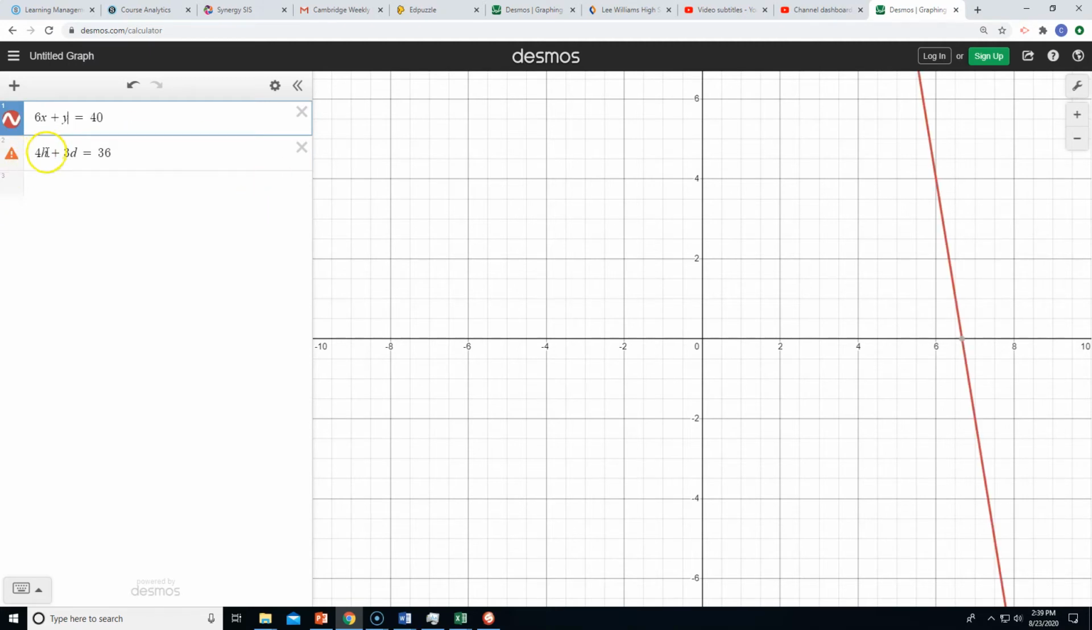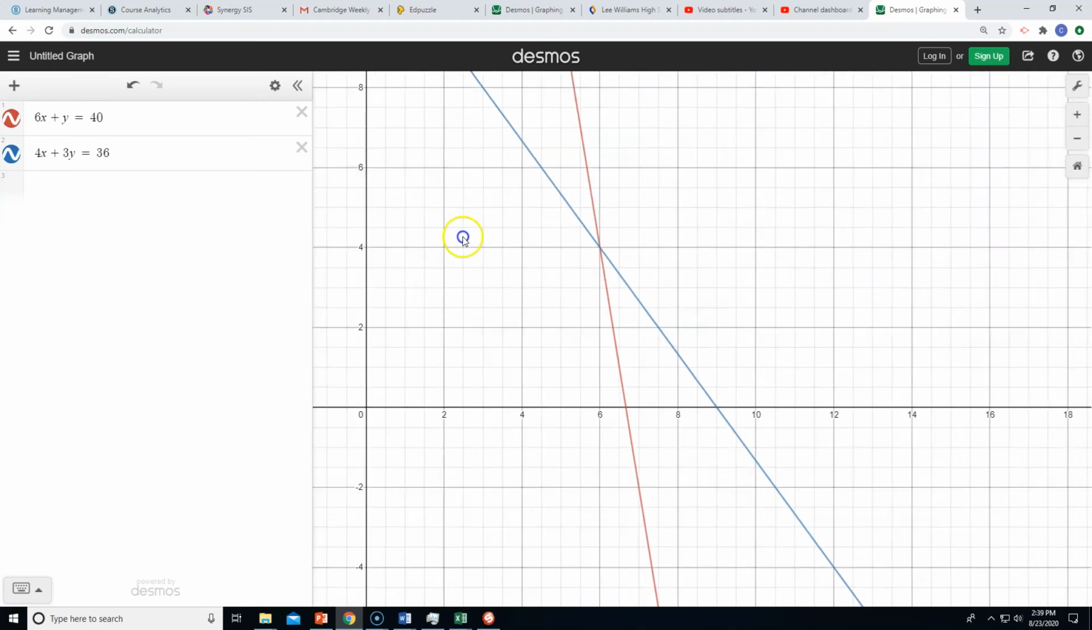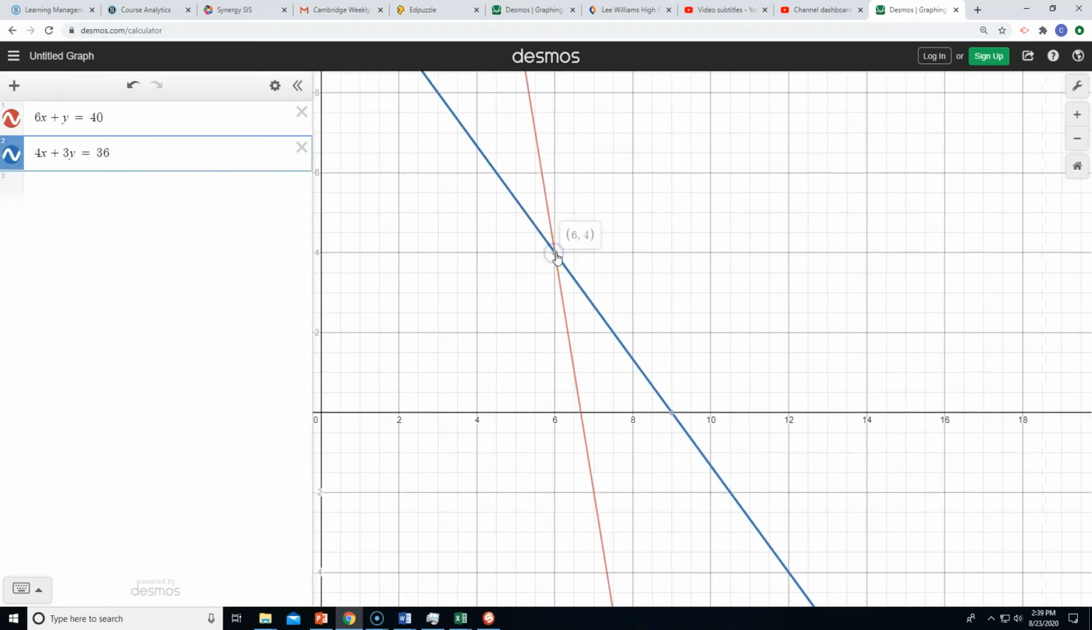There it is. It shows up. H is x, d is y. Nice. Now they're both graphed, and let's see where they intersect. They intersect here, 6, 4. Hey, that's what we got. We got for our h, our x value, was 6, that's the cost of a hen, and then 4 for our y value, our d value, that's the cost of a duck. So it works out that way too.